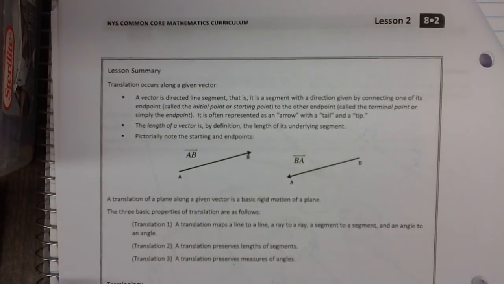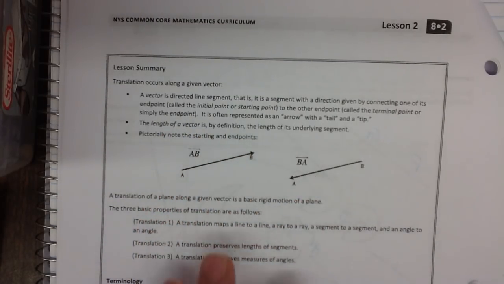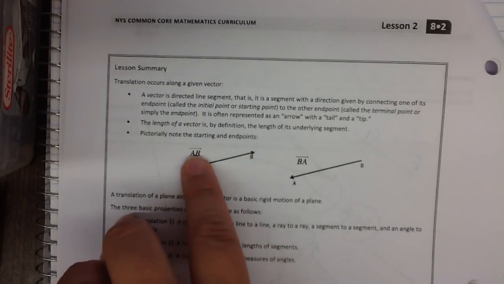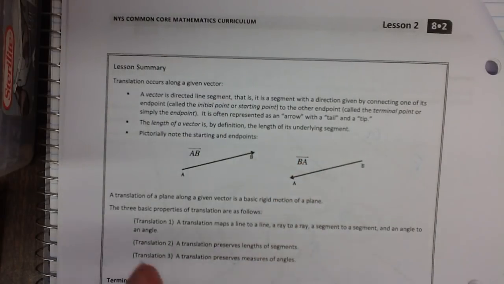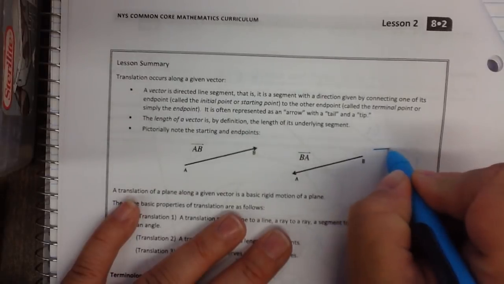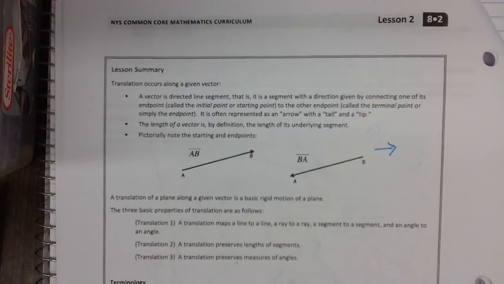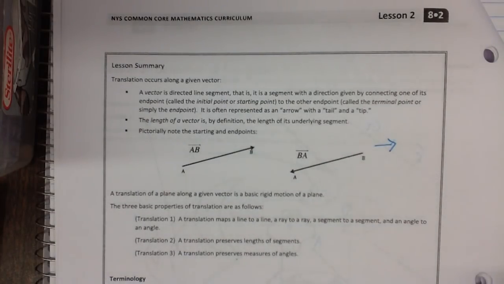Okay, the length of the vector is defined by the length of a segment. Okay, so this is a picture. So from A to B, this would be vector AB. And here, this would be vector BA. And I guess if you want to really, just always draw the arrow to your right. Okay, a translation of a plane along a given vector is a basic rigid motion of a plane. Okay, so no matter what you're translating it on, it's going to be a plane, and it's going to be a basic rigid motion.